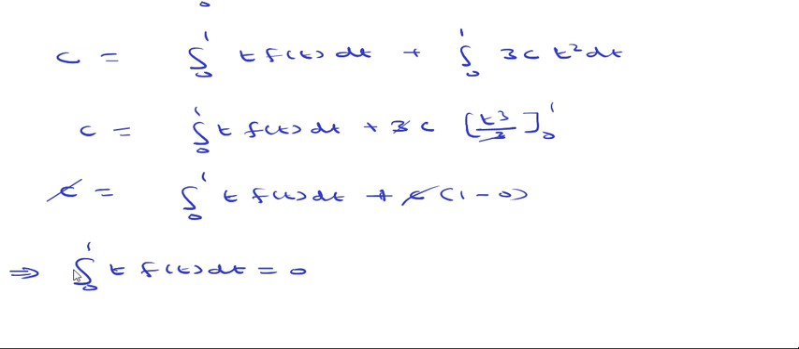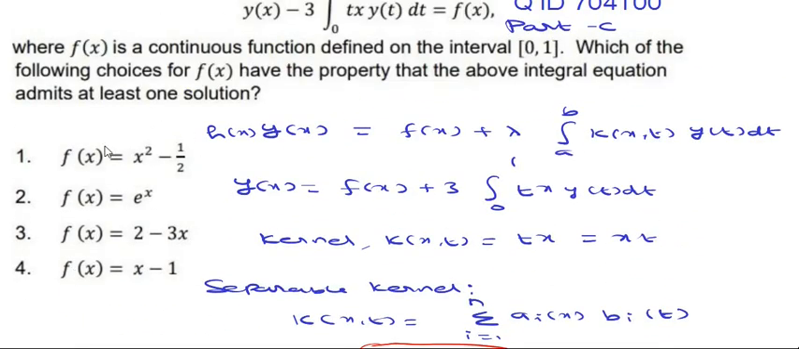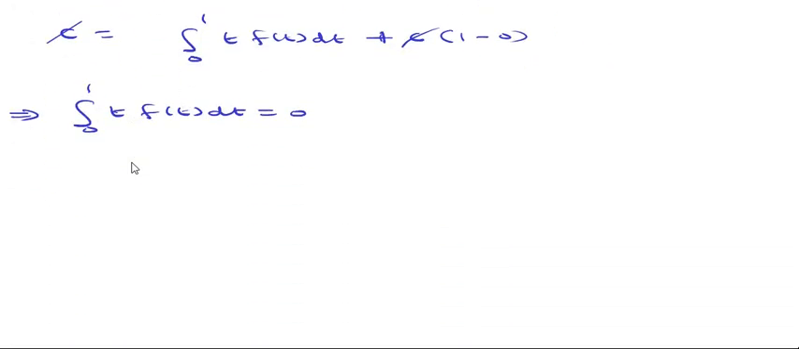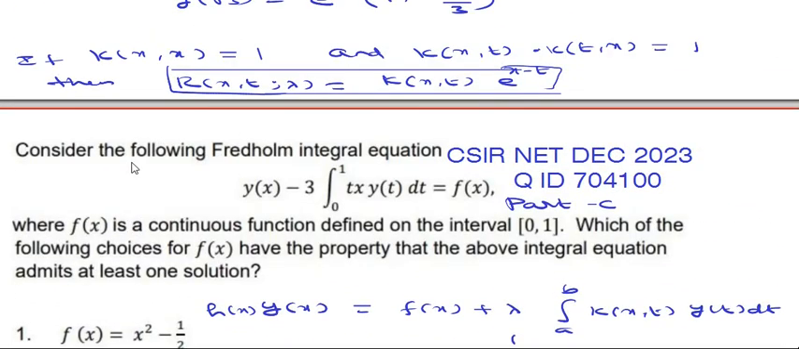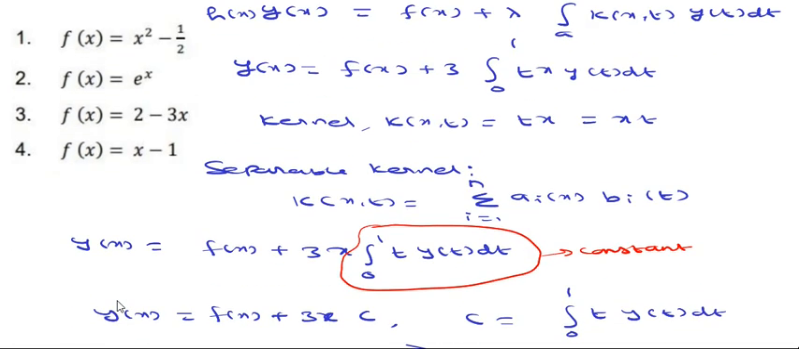So therefore we need to find which of the given f of t satisfies this condition. We are given 4 functions, so we have to select which of the given functions satisfies the given equation. Suppose a function satisfies this condition, then we can say this integral equation corresponding to this function has at least one solution. So we will take the functions one by one.